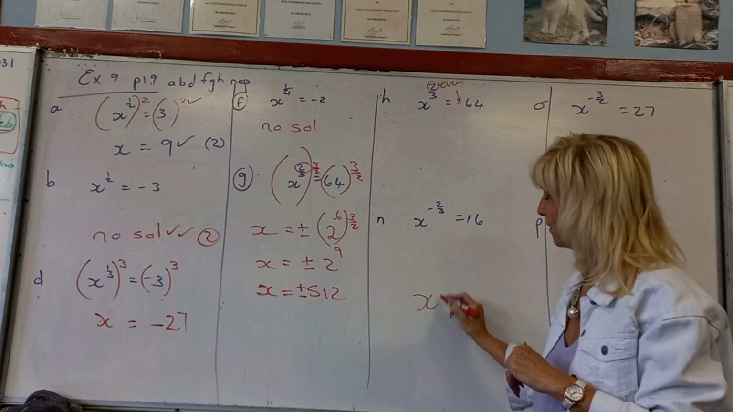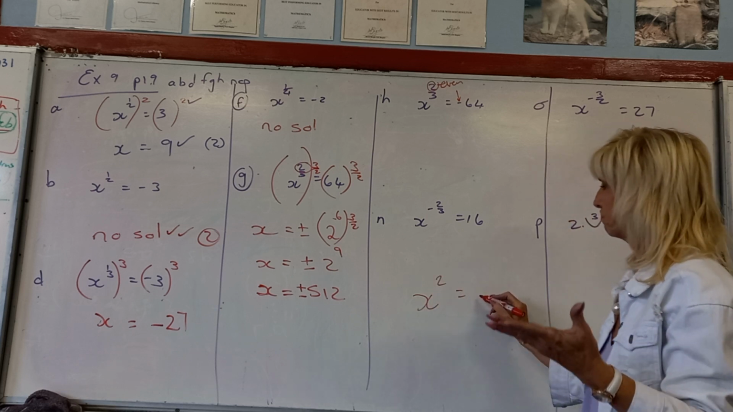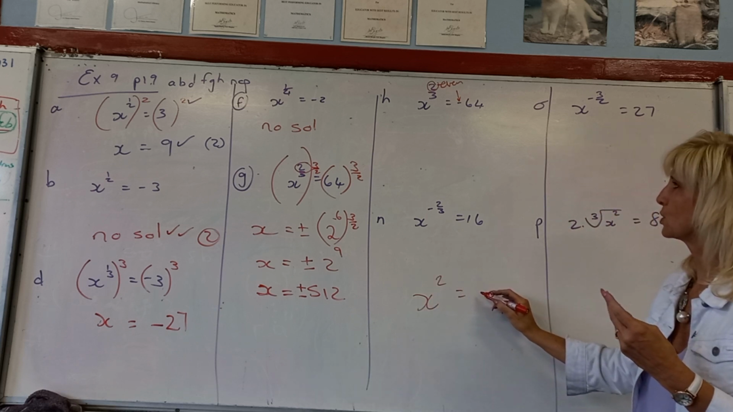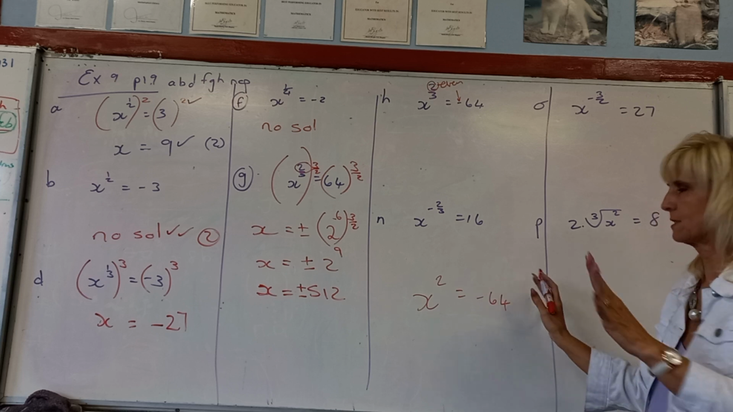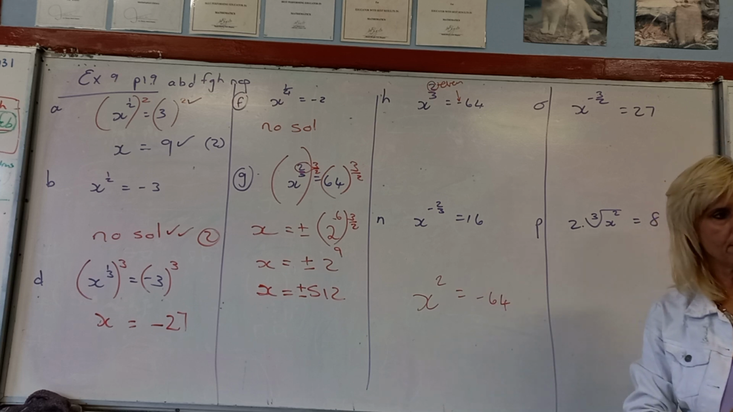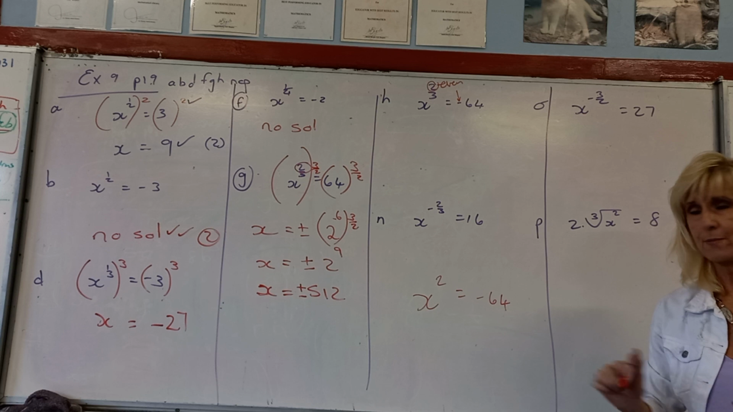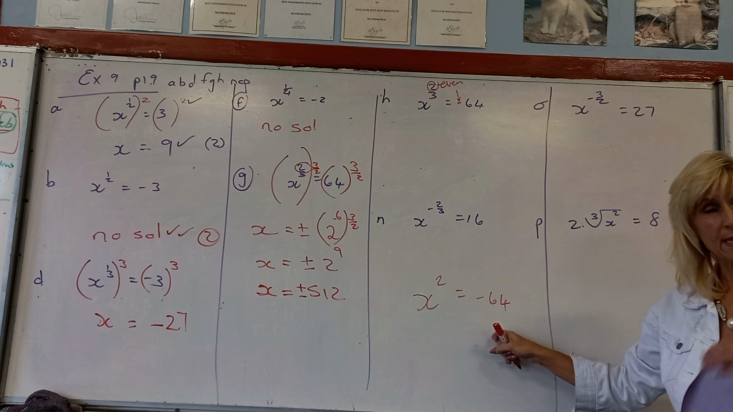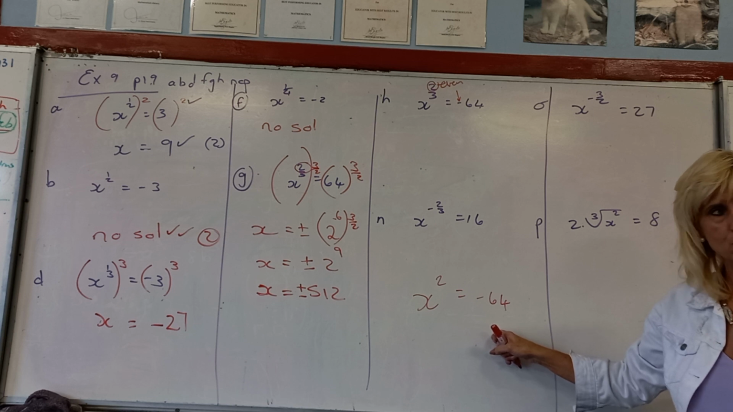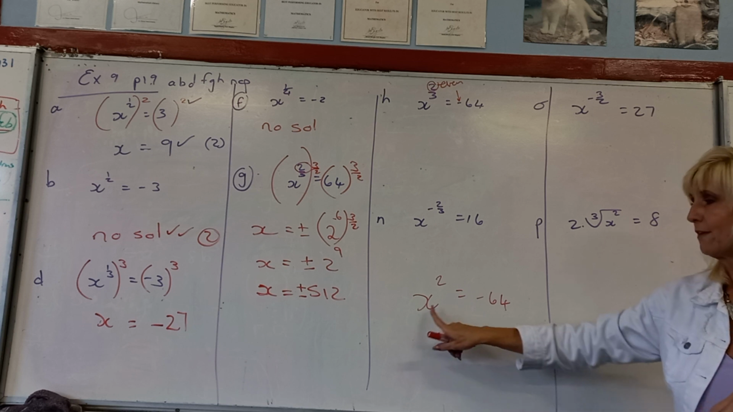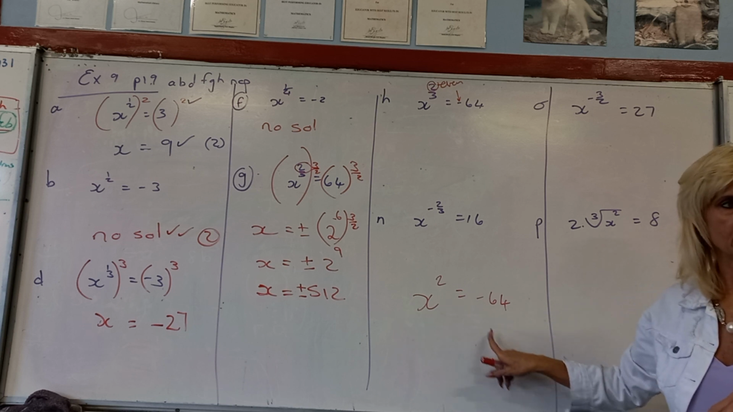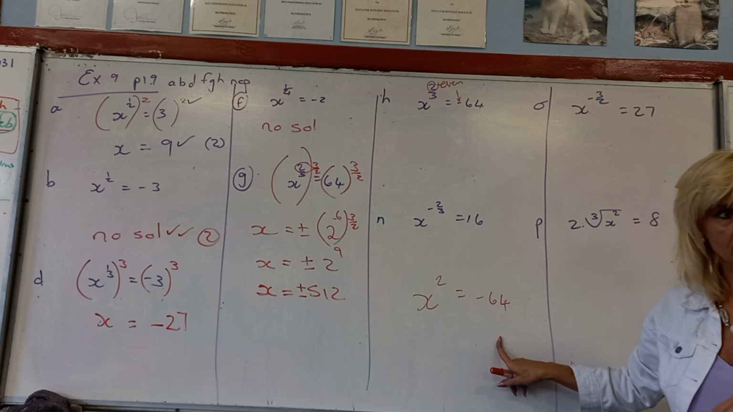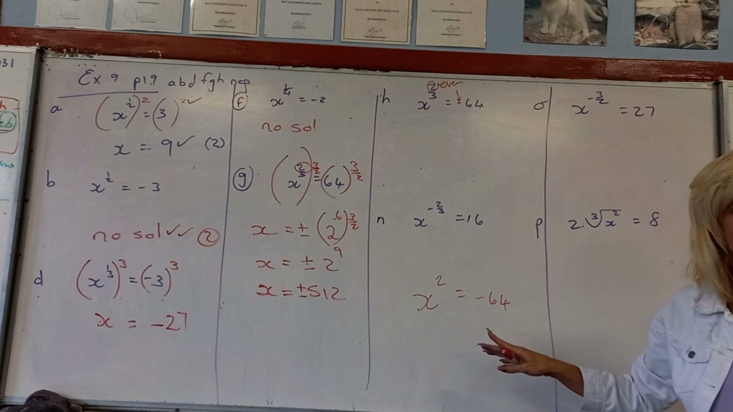Because how can I, if I ask you this, what square will give me negative 64? Just that. You should say no solution. Because I'm asking you, when I square something, it must give me a negative. And something squared cannot be negative. Because whatever I square, if it's plus squared, it'll be plus. If it's minus squared, it'll be plus. So that cannot ever have an answer.